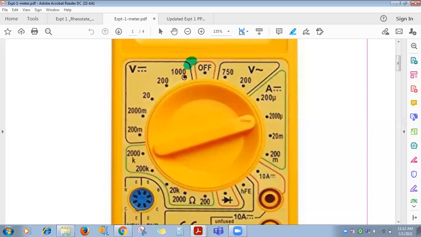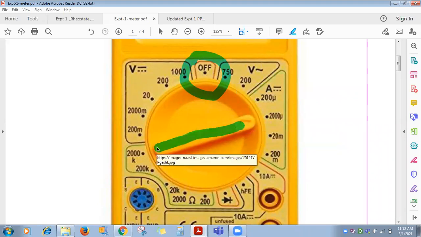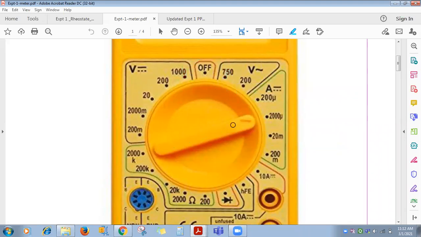See here, it is the off position. Here there is no separate switch. One position on this scale is marked as off. This is the knob. You can rotate it clockwise, anti-clockwise. Here is the arrow. You put this arrow on the off position when you are not using the DMM, because it is battery operated. So to save battery, so put this knob always at the off position.